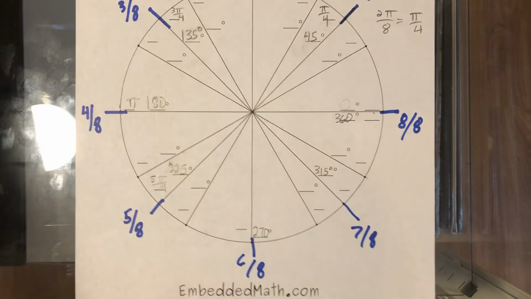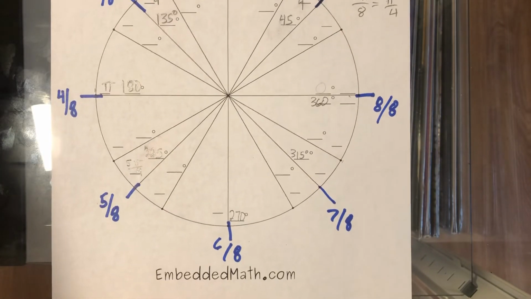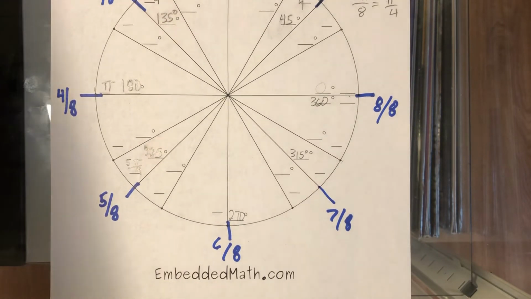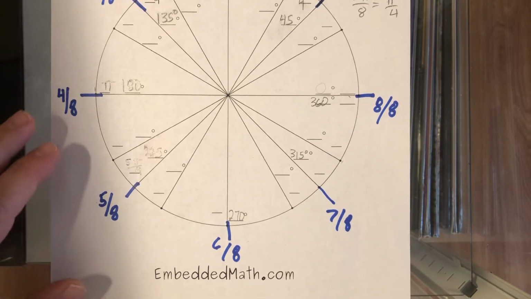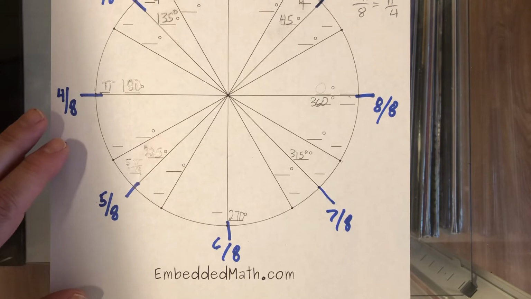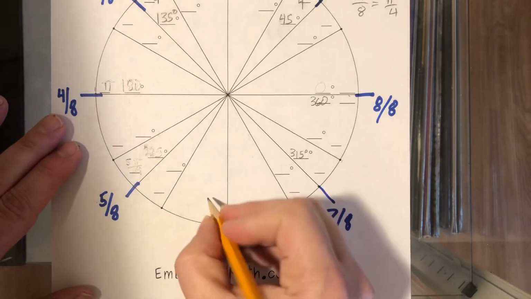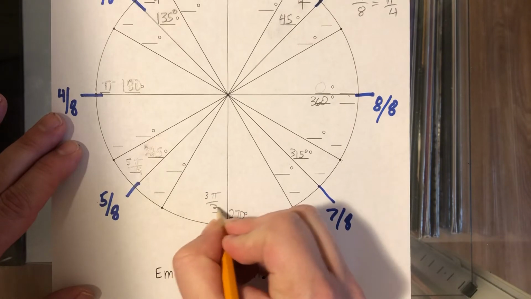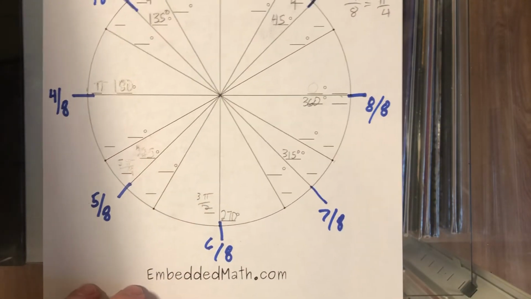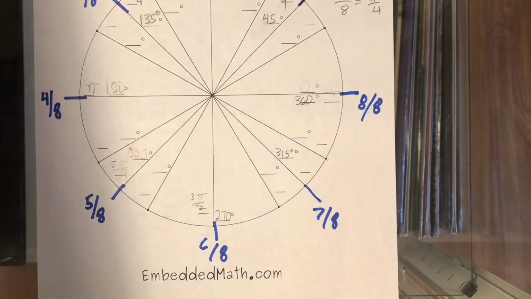Okay? Coming back around at 270 degrees, for my radians, I'm going to multiply 2 pi by 6/8, and that's going to simplify to 3 pi over 2. All right? And then 7/8 around my circle.